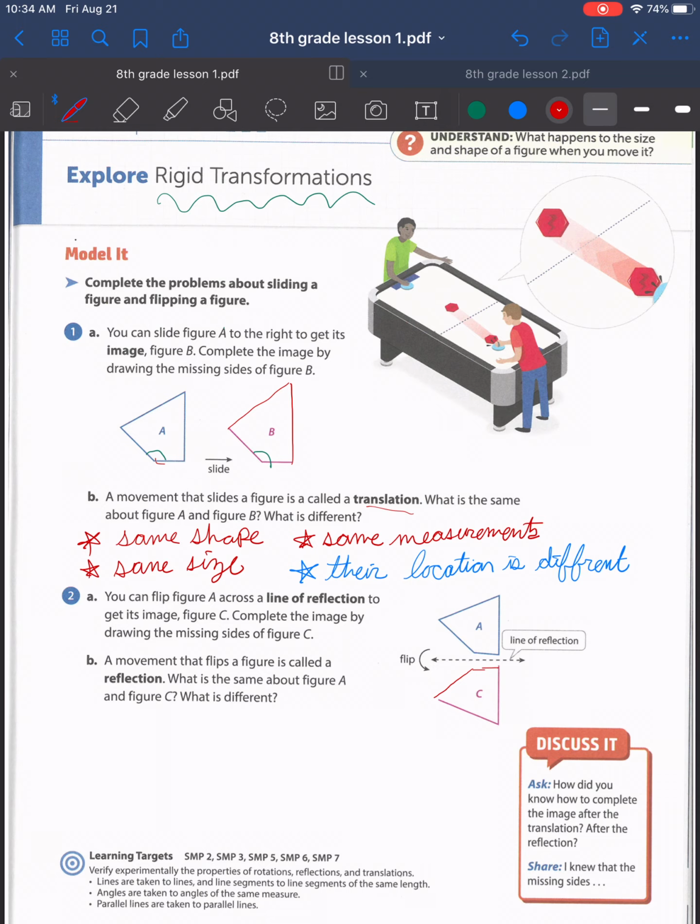So basically the same thing that we just did on 1. What is the same? It is the same shape, size, and measurements. What is different? The location is different.